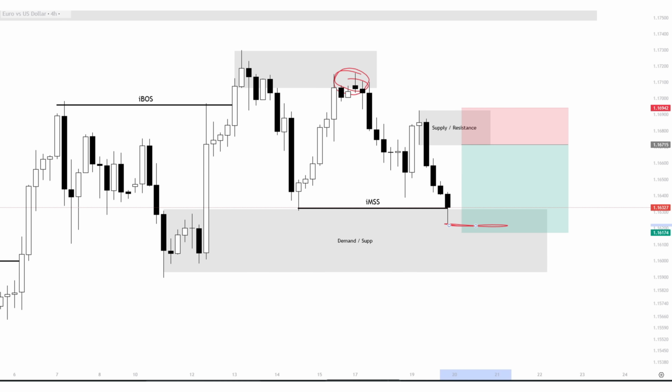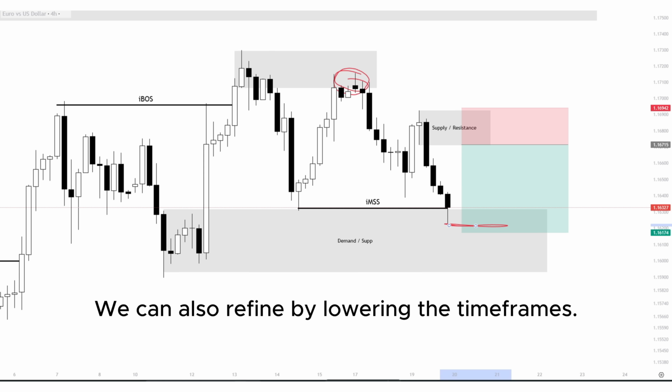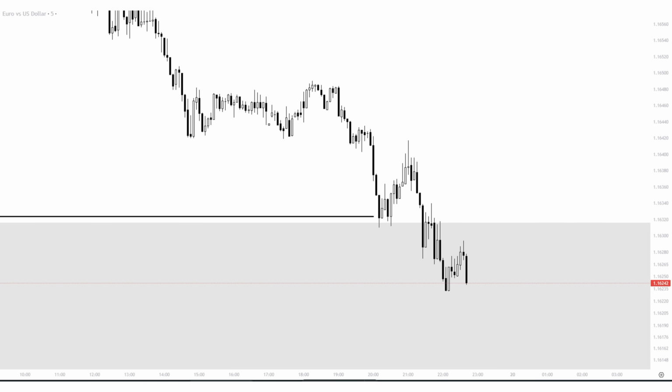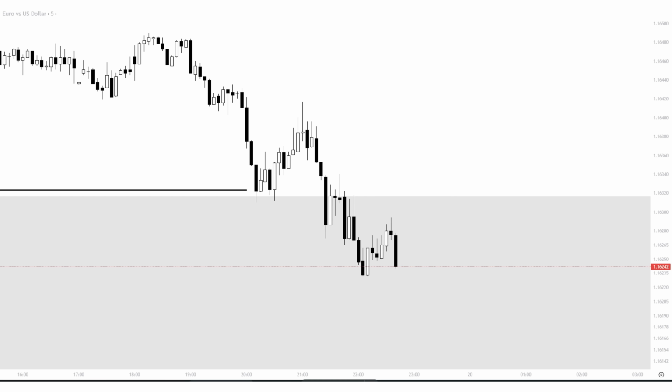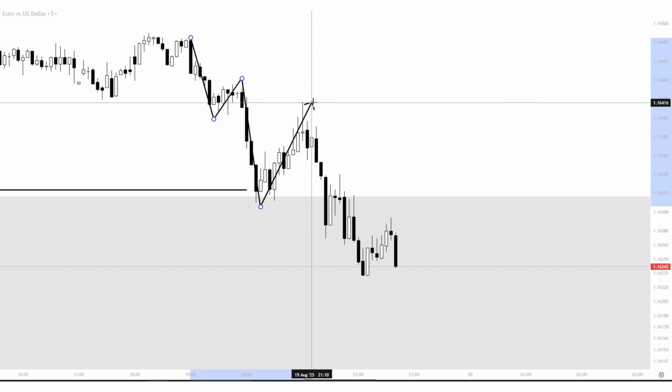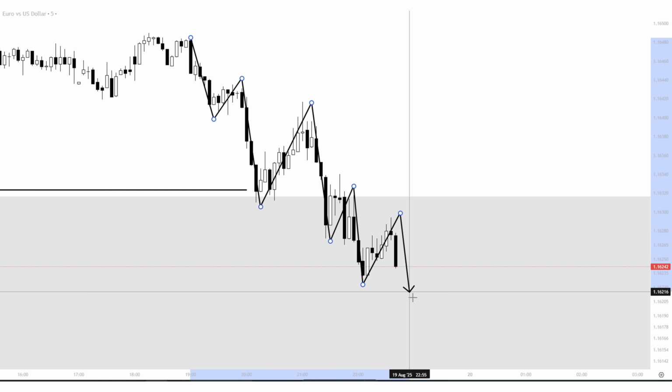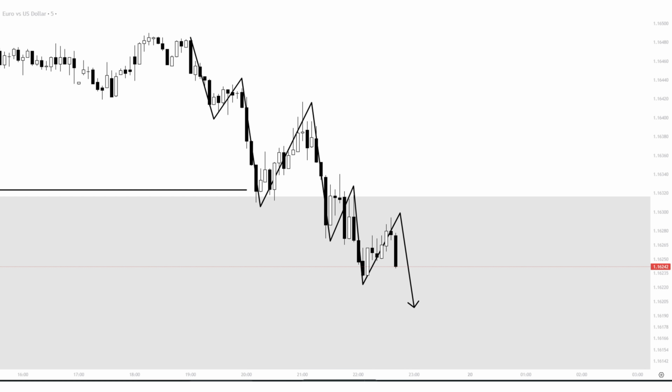And one extra way of increasing the setup quality is refining the setup. That means that we're going to zoom into a lower time frame, for example the 5 minutes one, and we're going to analyze the internal trend and look for setup opportunities right there. For example, the internal trend here is bearish, formed with multiple lower highs and lower lows.